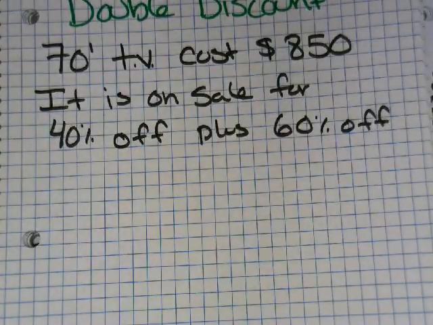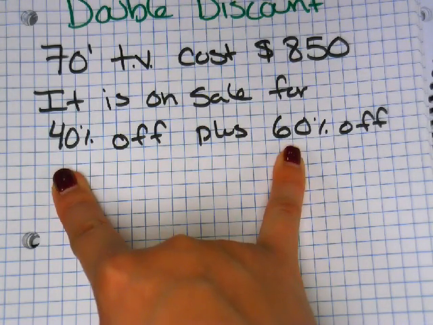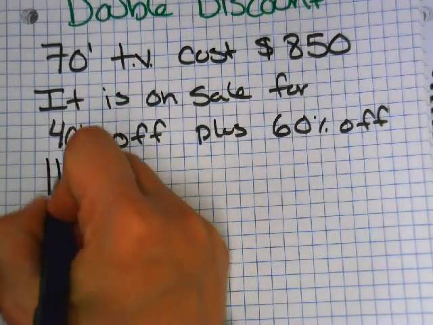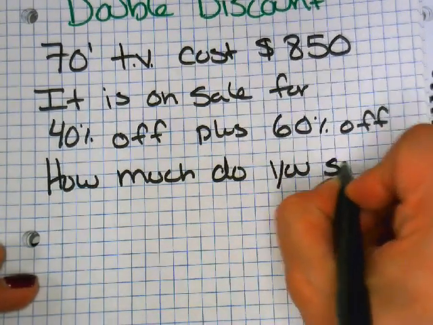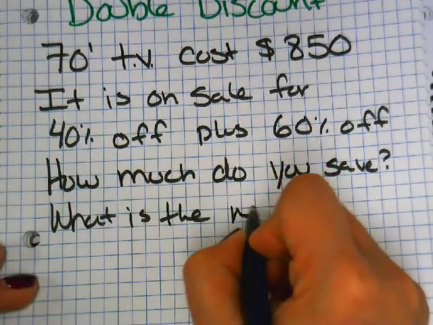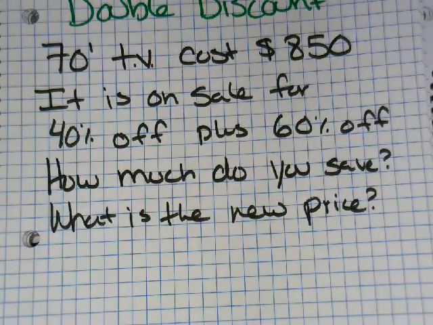So 100%? Math would be so much easier if we could just say it's 100% off. If it's 100% off, wouldn't that mean it's free? But do you ever go to the store and they give you something for free? No. So even though these two percents add up to 100%, that's not how we have to do the math correctly. Okay? So, how much do you save, and what is the new price?